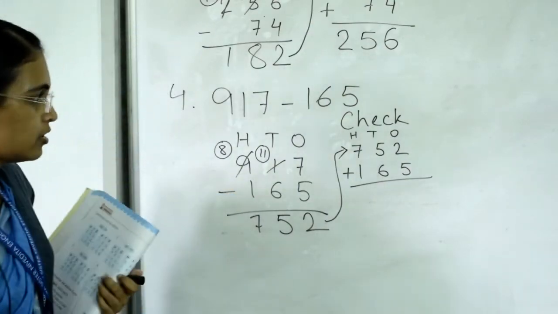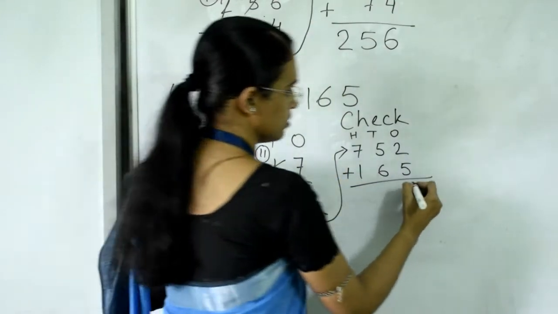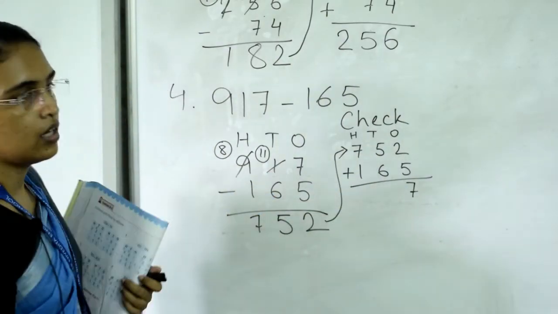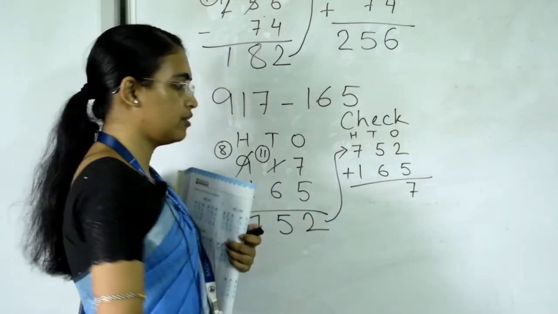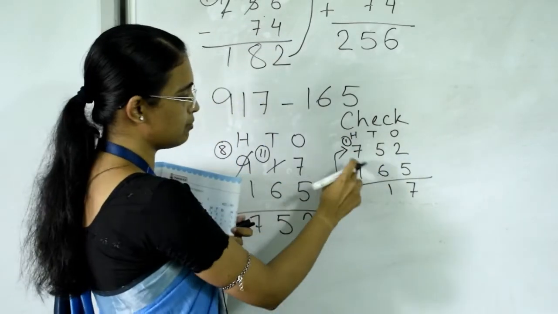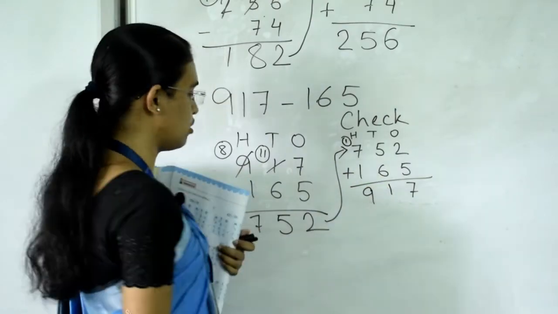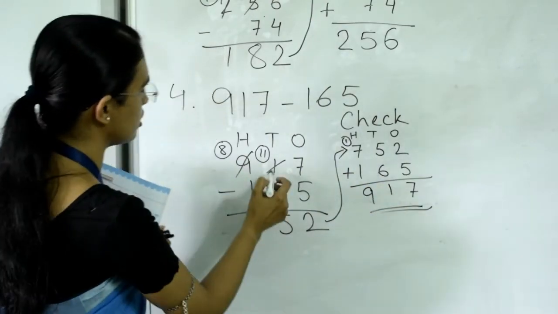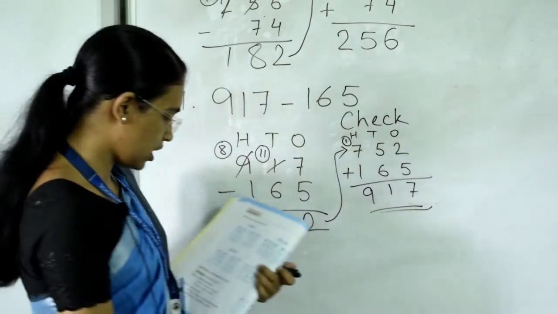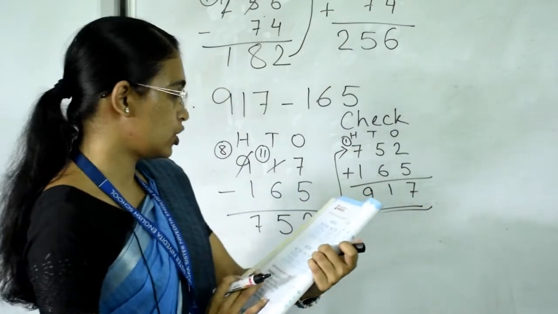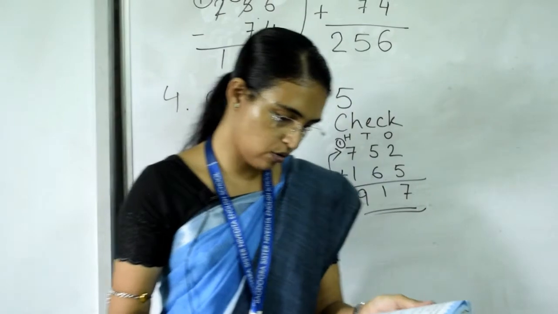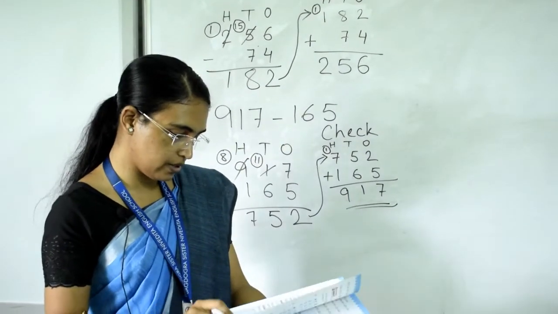Now we will do the addition. 5 plus 2 is 7. Now here we have 5 and here we have 6. 5 plus 6 is 11, so 1 with carry 1. 7 plus 1 is 8, 8 plus 1 is 9. So here we got the answer 917, and here we have 917. That means this is correct. In this way, do questions number 2 and 3 at home. This is your homework.